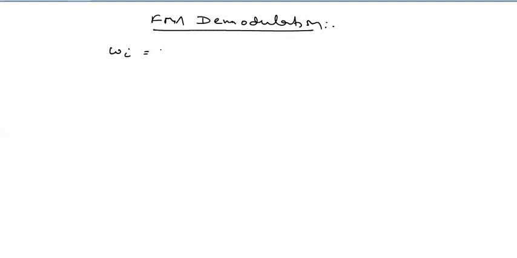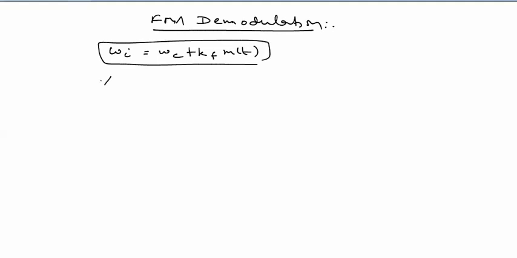Now we will start FM demodulation. In FM demodulation, the idea is, first we relate it with the FM waveform. Instantaneous angle information or frequency information is shown in this way, and the complete waveform we can write in this way.